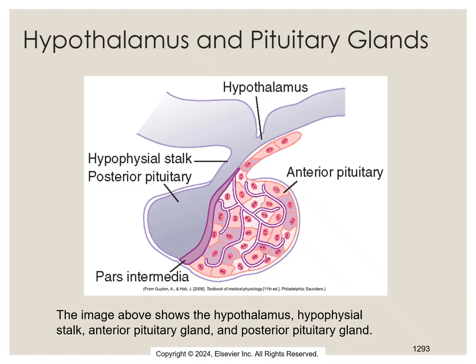The posterior pituitary, however, will actually just store the hormones that it receives from the hypothalamus. So it stores oxytocin and vasopressin, aka the antidiuretic hormone. And remember, the antidiuretic hormone promotes water reabsorption. And so they are produced in the hypothalamus and they will be stored in the posterior pituitary gland.